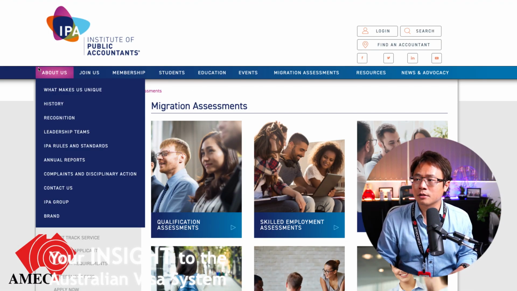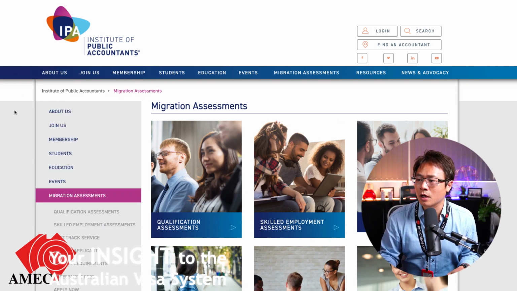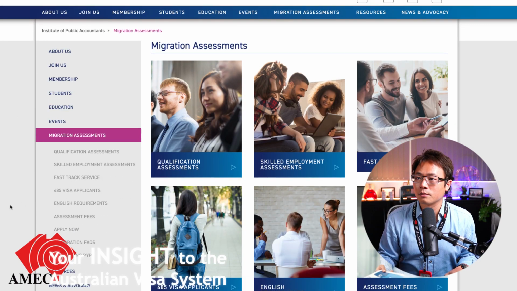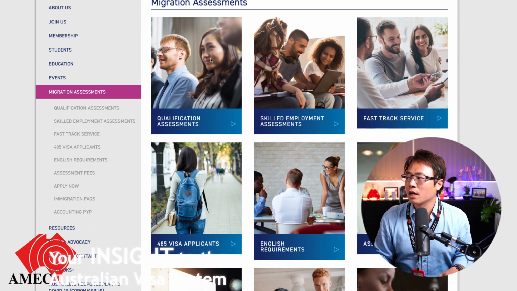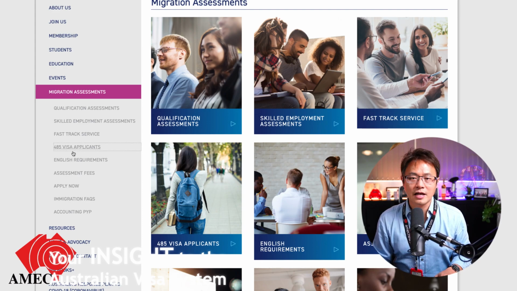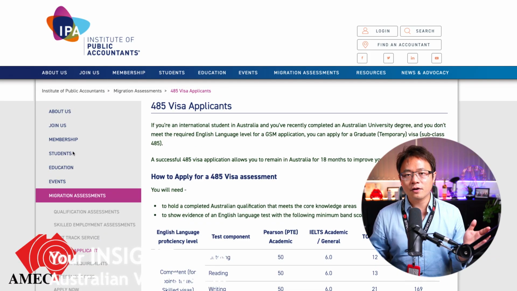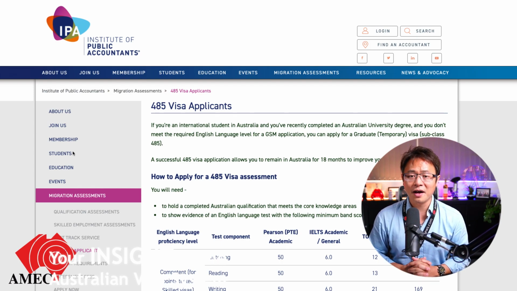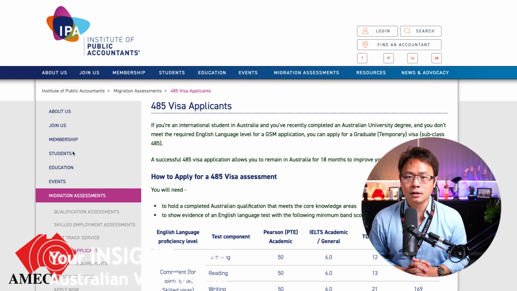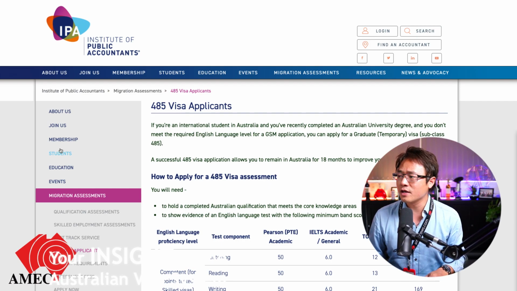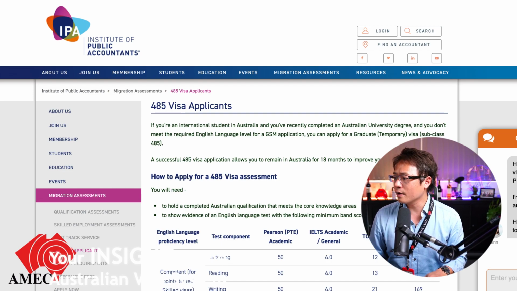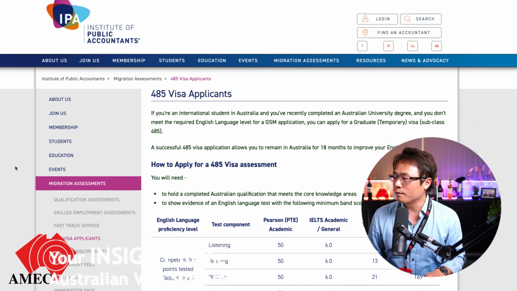Now, the Institute of Public Accountants have updated and changed their website. It's all the same. If you look down here: qualification assessment, skill employment assessment, fast track services, 485 visa, English requirement. They are generally the same. If we're looking at a 485 visa applicant, that basically means as long as you have completed a bachelor degree or higher in Australia with a major in accountancy, you should be able to get yourself a 485 visa with all these requirements there.